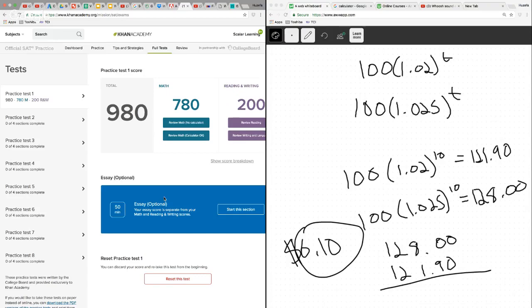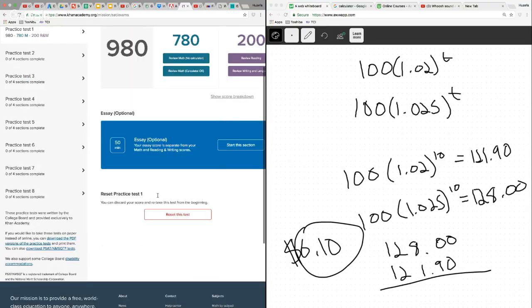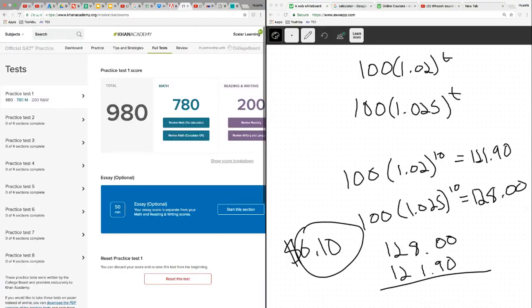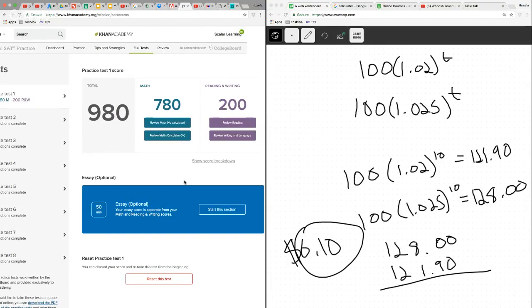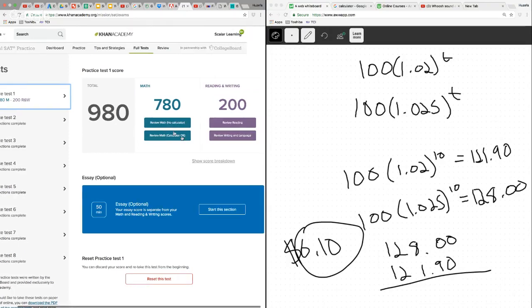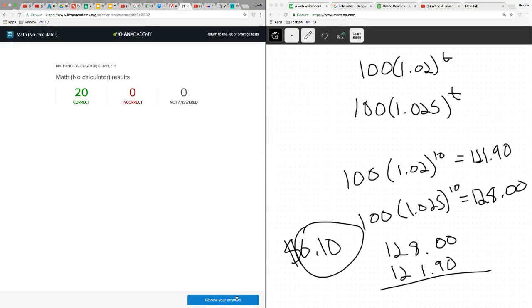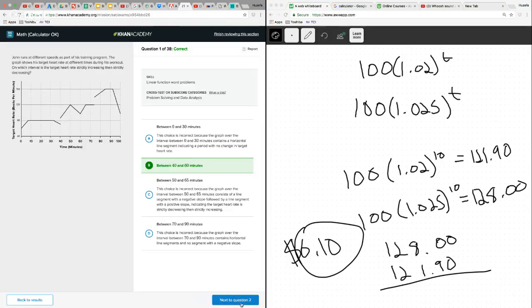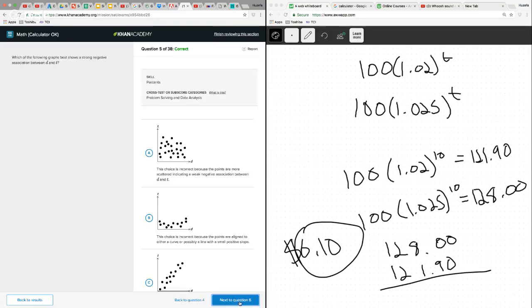Okay. Oh, I made some mistakes in math because I got a 780. So let's see which ones I got wrong. The 200 gave me the lowest score because I skipped those. Let's see if I can review this. How do I review? What did I make a mistake in here? Let's go back. Review math calculus. Oh my God, I got two incorrect. So let's take a look and see what I did incorrectly.